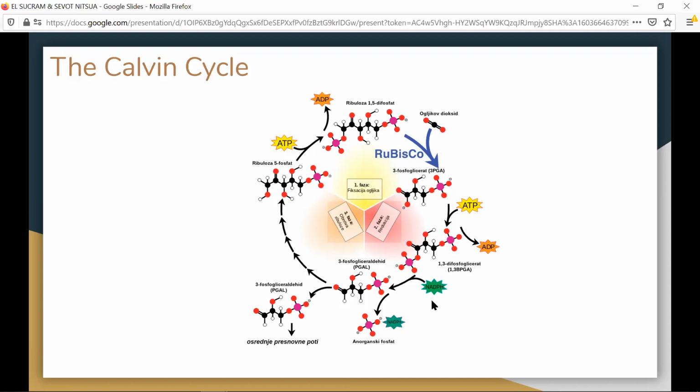Wait, can you repeat that? You said 6 cycles of the Calvin cycle to produce... Yeah. Every 6 cycles of the Calvin cycle makes 1 glucose.